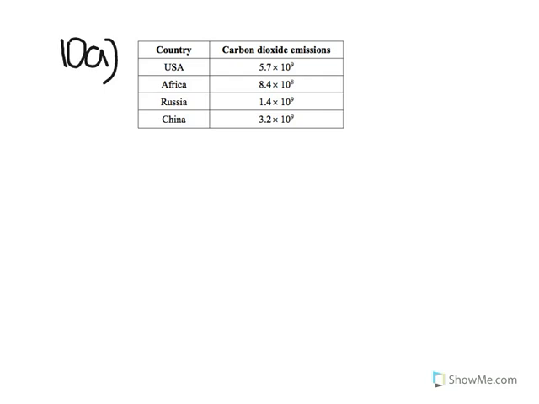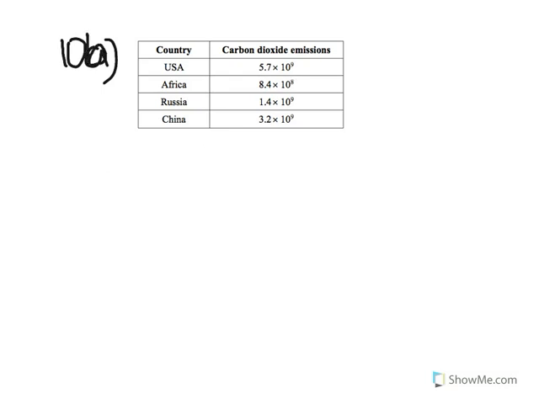So first of all, look at the number in the power sign. So the lowest number would be the lowest, right? So in this case, the lowest number is 10 to the power of 8, making Africa the lowest emission producer.